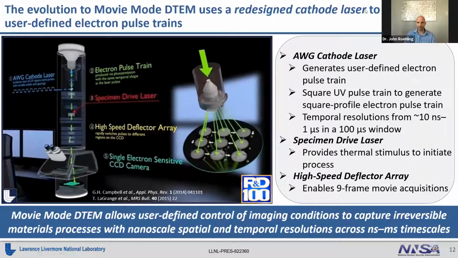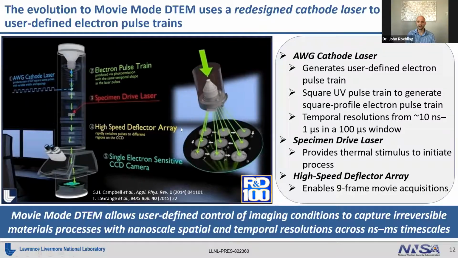So we were able to develop that with a movie mode system by redesigning the cathode laser and introducing a high-speed deflector array. And we were able to do this movie mode by introducing this arbitrary wave-generated cathode laser, which gives us the ability to make any pulse train that we want in the UV to basically get us an electron pulse train of whatever duration and spacing that we desire. And this high-speed deflector array will deflect each electron pulse onto a different part of the CCD so they're not overlapping, and then we can easily separate them out into a movie.